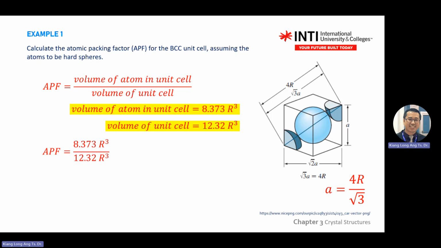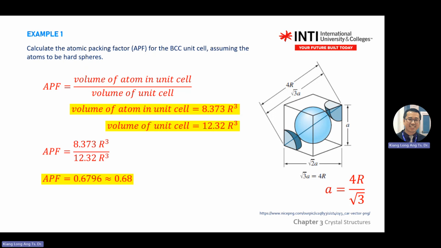Okay, then another equation is APF, atomic packing factor. It gives you the volume of the spheres divided by the volume of the cube. This one is the number of spheres. For BCC, you can fit in 2 spheres. So 2 multiplied by the volume of the sphere, or n multiplied by the sphere. The volume of a sphere is 4/3 pi r cubed. You arrive at 0.68 as the APF.